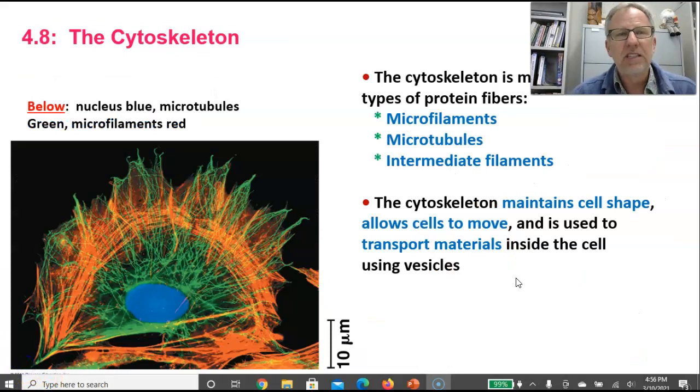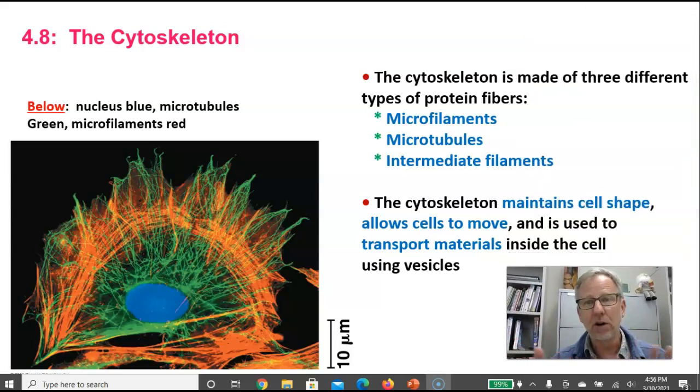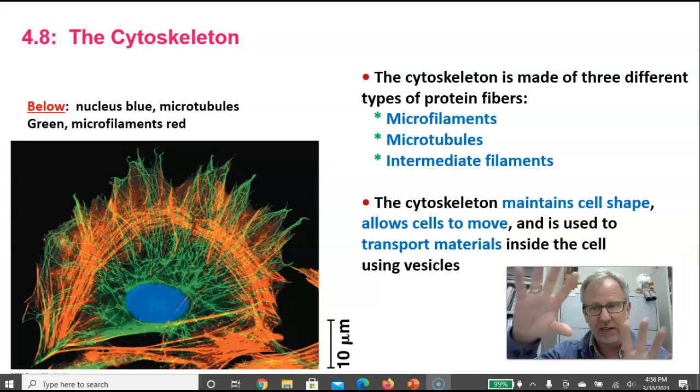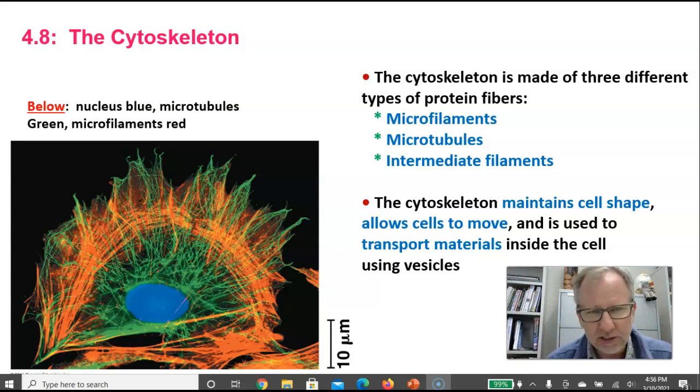Okay, next up is the cytoskeleton. This is section 4.8 in your textbook. Now, the cytoskeleton is not considered an organelle. It's a network of protein fibers that are spread out inside eukaryotic cells. Cytoskeleton is only found in eukaryotic cells, not found in prokaryotic cells, just like membrane-bound organelles, only found in eukaryotic cells. The cytoskeleton is made of three different types of protein fibers: microfilaments, microtubules, and intermediate filaments. Those are the three.